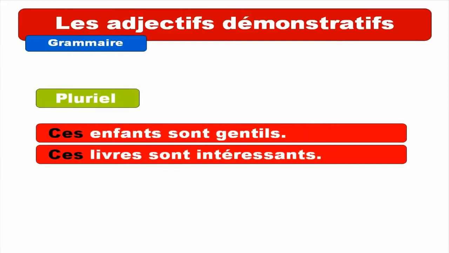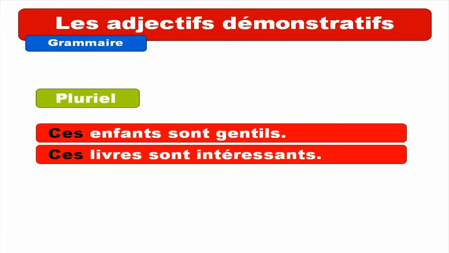Okay, and then pluriel. Ces enfants sont gentils. So it's actually open, it's ces, okay? In this sentence, you will have to make this small link, la liaison, between ces and enfants, alright? Ces enfants sont gentils. Repeat. Ces enfants sont gentils. Okay?